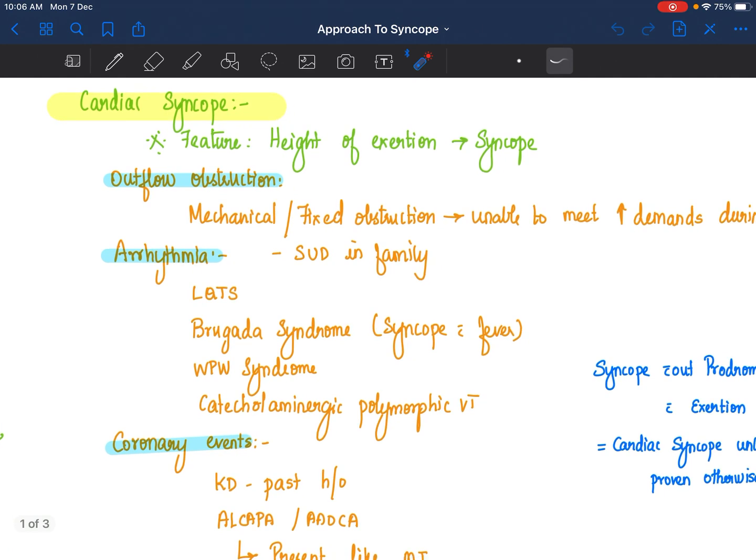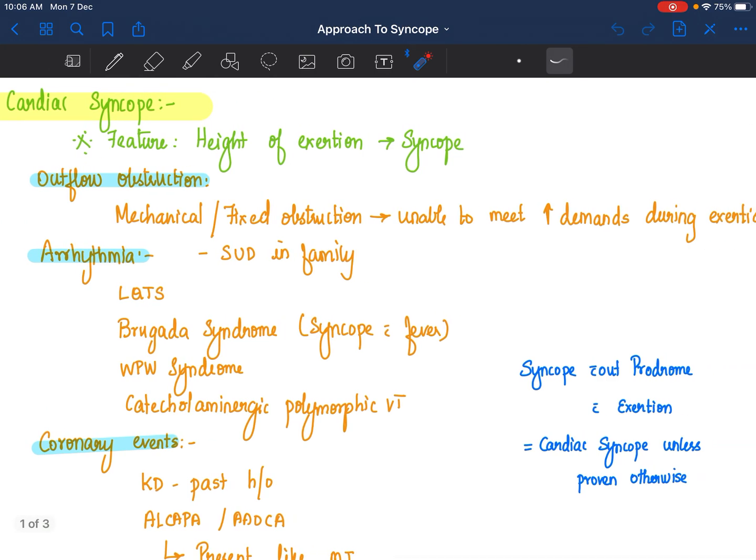That brings us to our next cause of syncope, which is cardiac syncope. The classical feature of any cardiac syncope is usually syncope at the height of exertion. If you compare with vasovagal syncope, it did not have exertion as an important component, whereas for a cardiac syncope, exertion is a very, very important component. As we discussed earlier, it can be broadly classified as an outflow obstruction, arrhythmia or coronary event, ultimately resulting in hypoperfusion of the brain.